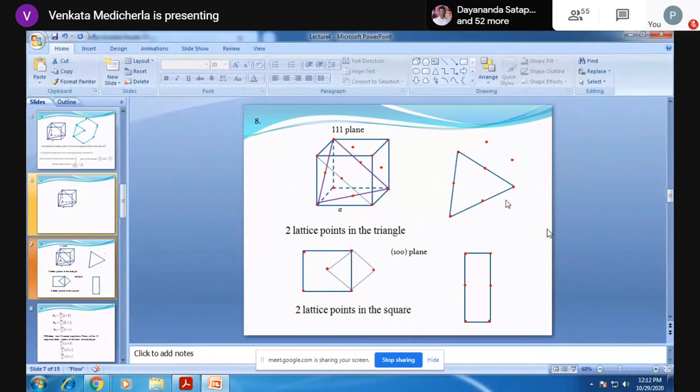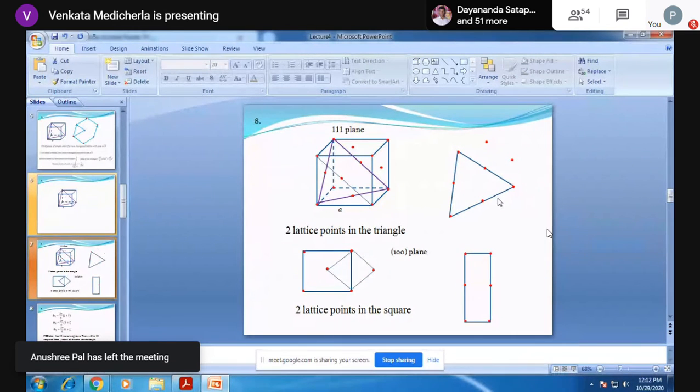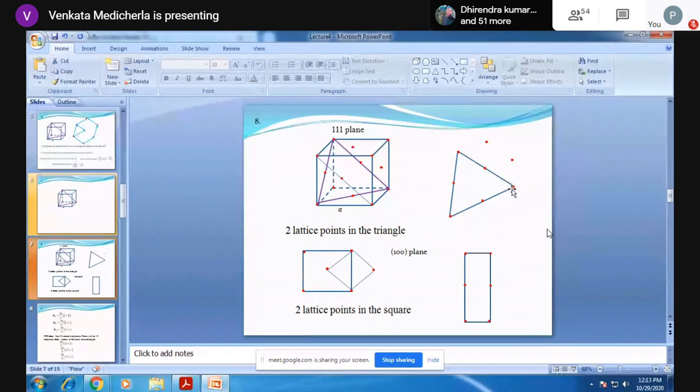The side is a root 2, right? Side is a√2. You can calculate the area, we have already calculated it earlier. So that number 2 divided by the area of this triangle will be the number density. And the lattice generated is again a hexagonal lattice. You connect these points and see, you will get hexagonal units selected, just like this.